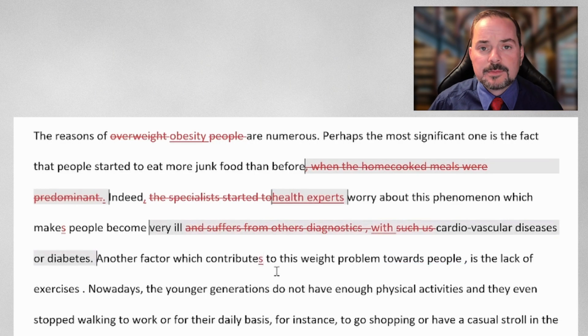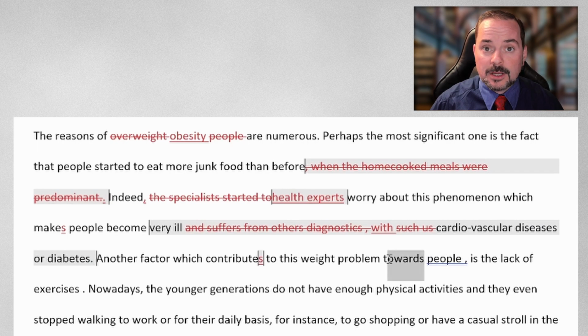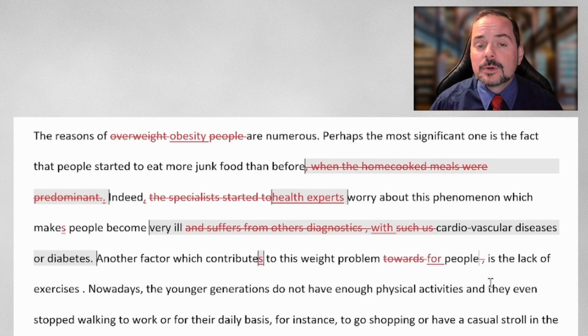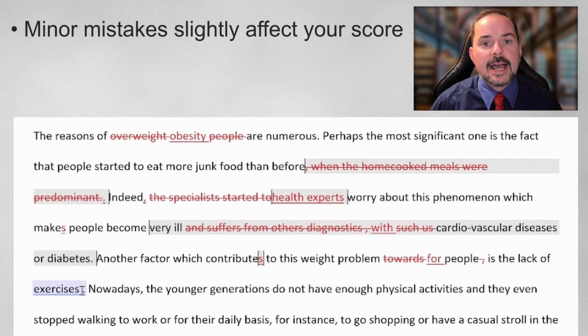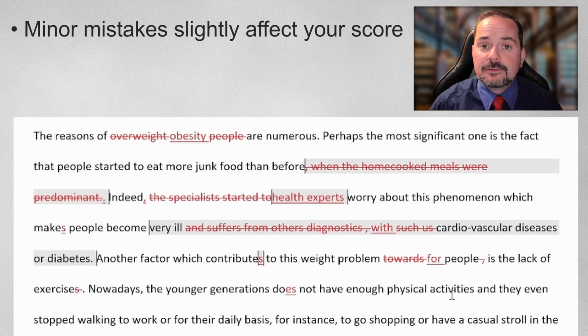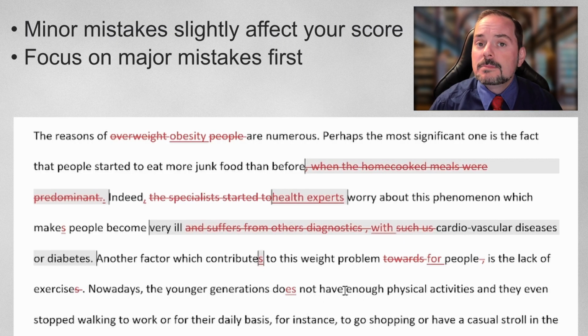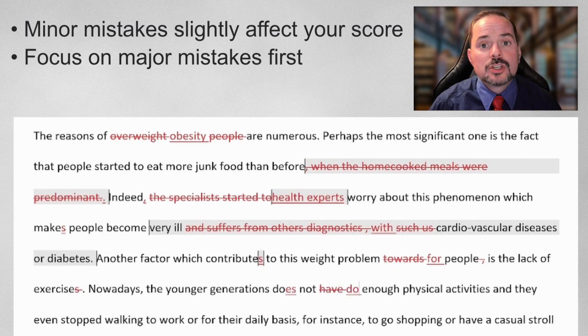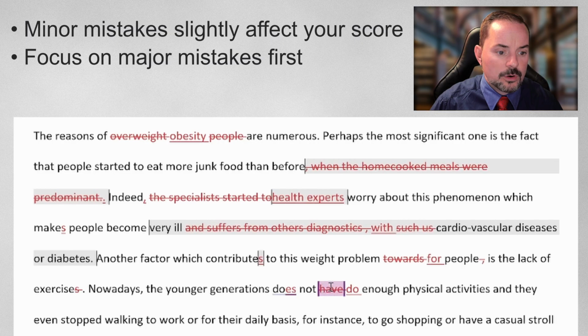The following explanation or reason for people being overweight, lack of exercise, is a well-written sentence with just minor mistakes. These types of mistakes generally do not have a significantly bad effect on the overall score. When you're reviewing for mistakes, it's good to fix these, but definitely make sure to pay attention to major mistakes that change the meaning and the coherence of the essay. Let's read the corrected form.